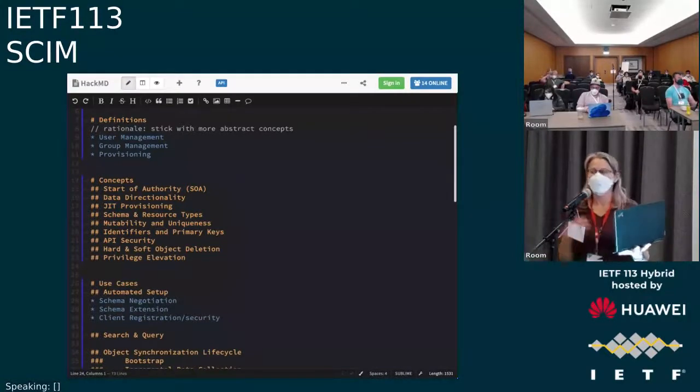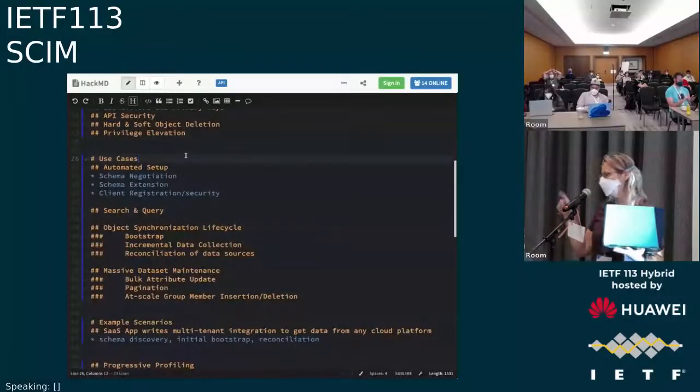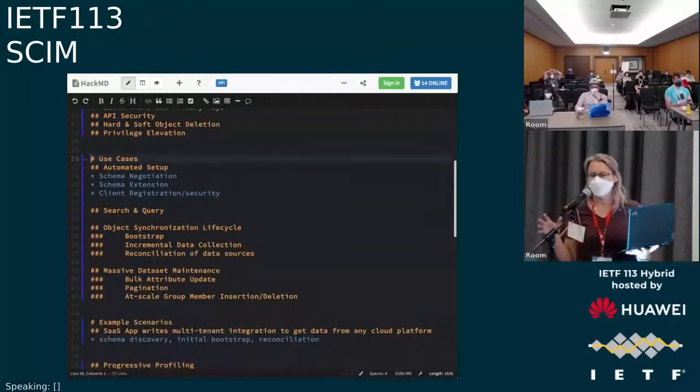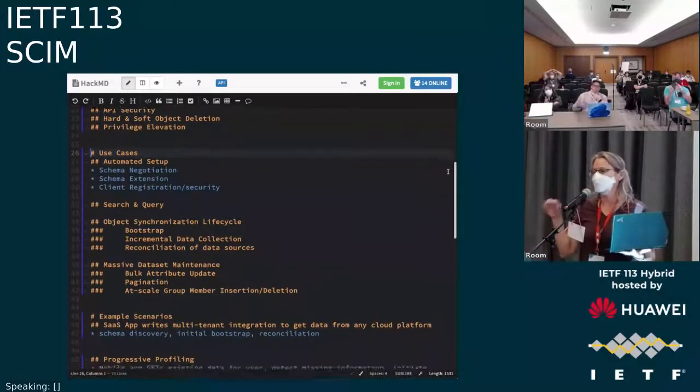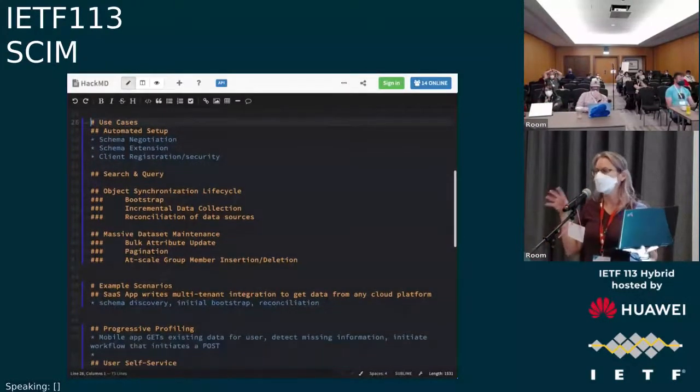Okay, so the next one is use cases, and this was in, I think, not the last interim meeting, but the one before. We had a conversation about this. What does a use case mean? And so the rationale that I've gone with here is what are the chunks of Skim functionality that people might want to achieve. So it's not a business use case; it is an implementation use case.